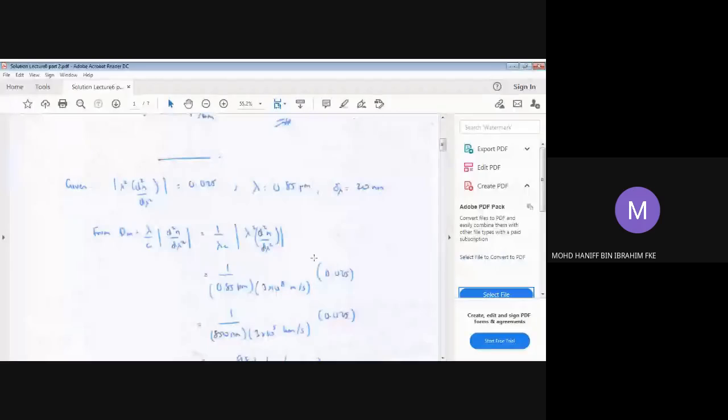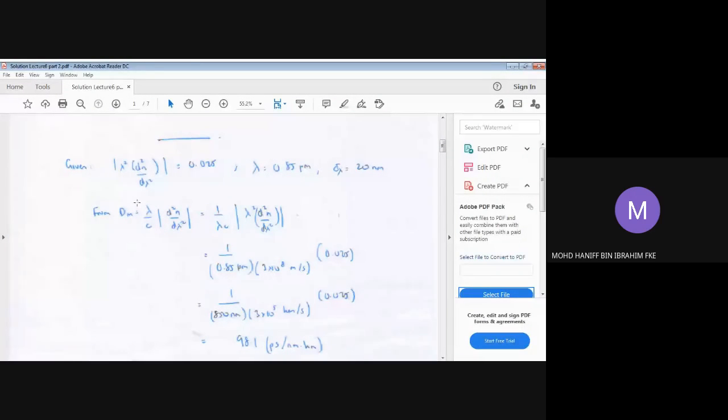Okay, so this is the solution for that example. We're given these parameters, but this is not enough for us to calculate the Dm. We need to have c, right? Given lambda squared d squared n over d lambda squared of 0.025, and knowing that the parameter Dm is lambda over c, this is the equation for Dm: lambda over c, d squared n over d lambda squared.